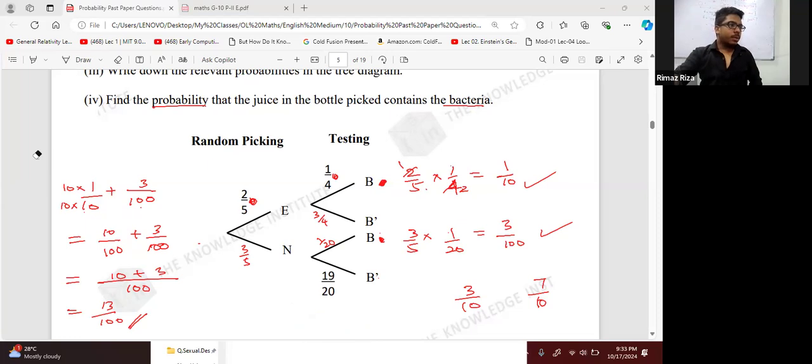So the probability of a nearly expired bottle containing bacteria is 3 out of 5 times 1 out of 20, so 3 out of 100. Therefore, the probability of a juice bottle containing bacteria, then this and this. So you have to add these two, 1 over 10 and 3 over 100. If you simplify, 13 over 100 comes. Is it clear now?